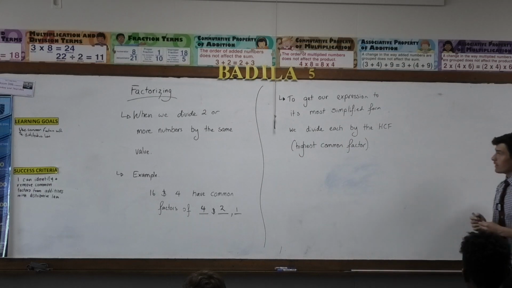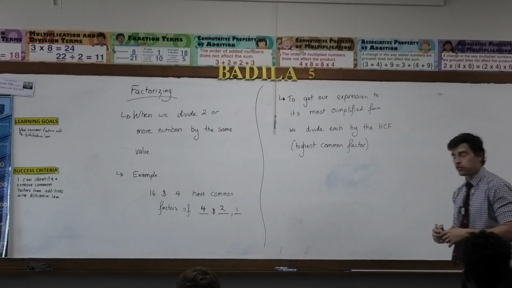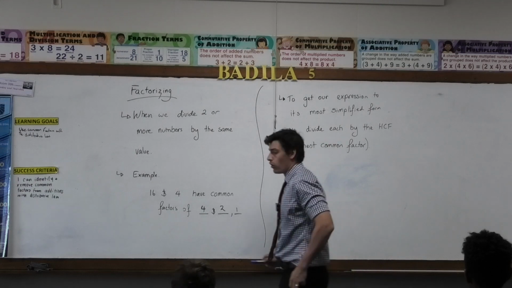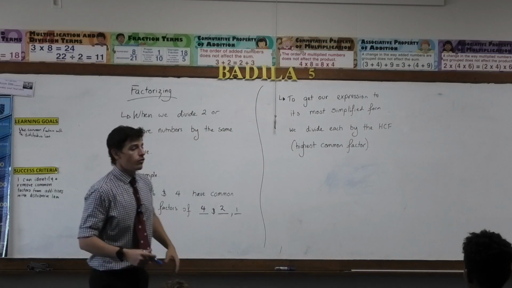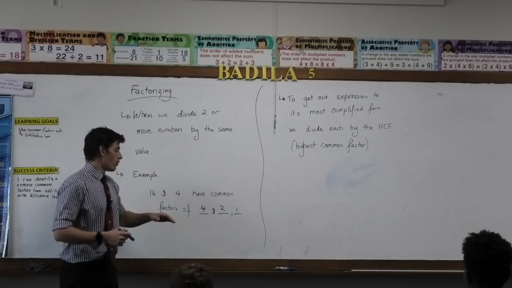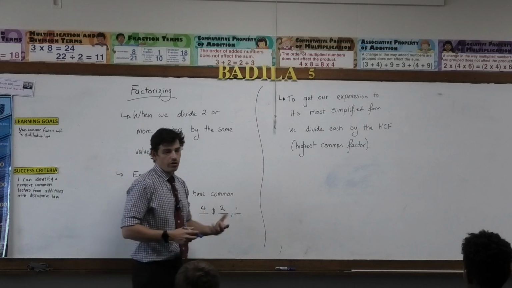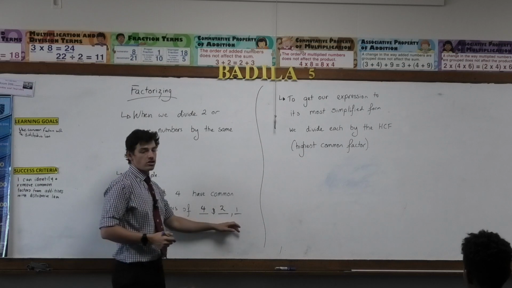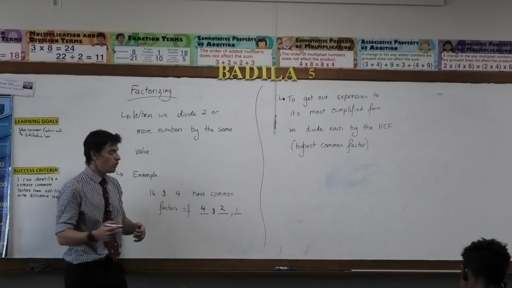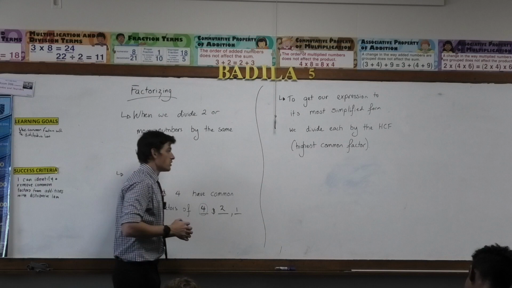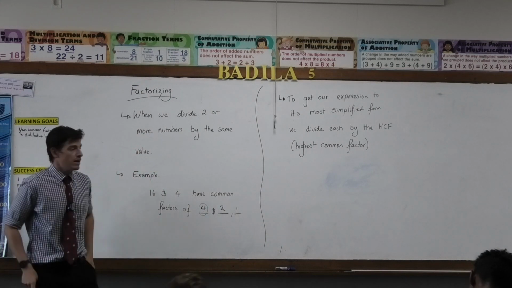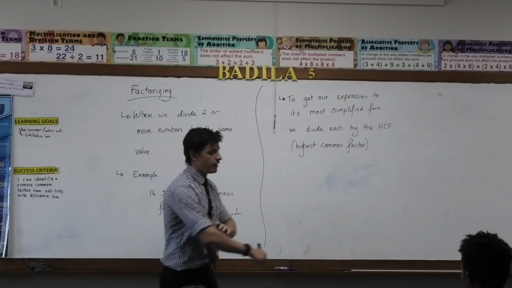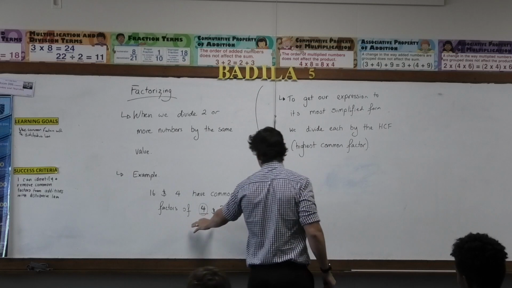So, to get our expression in the simplest form, we must divide by the highest common factor. So if we're really struggling with this, we could write out all the common factors, and then pick the biggest one. So what's the highest common factor of 4 and 16? 4, correct? So in our first exercise, we're being asked to find the highest common factor. Really, really simple. We've got 16 and 4.